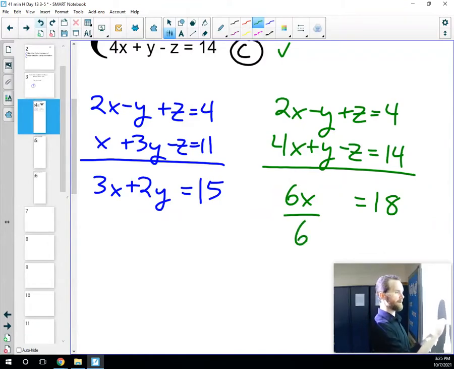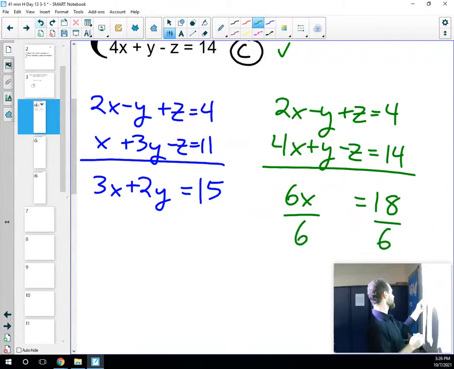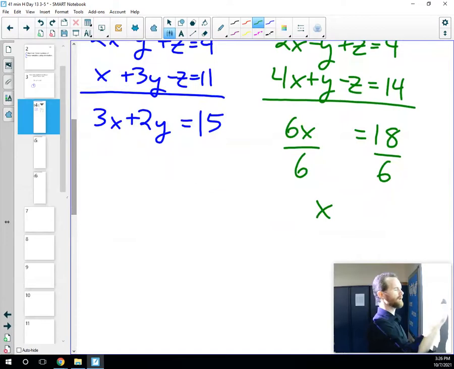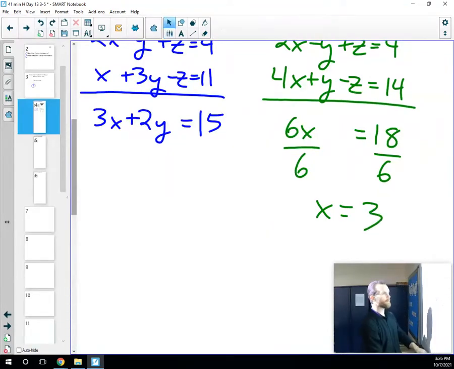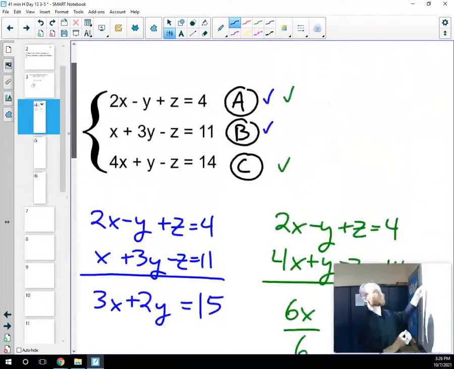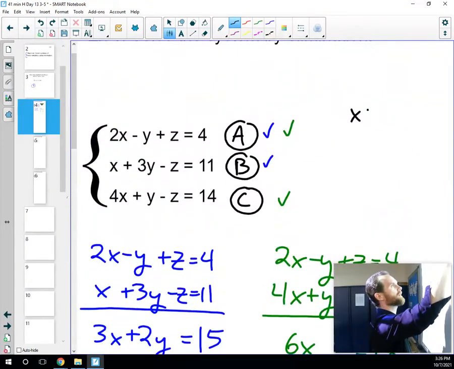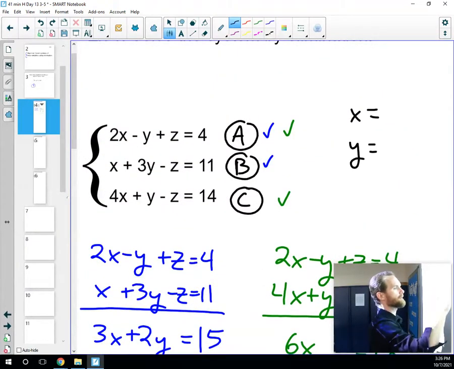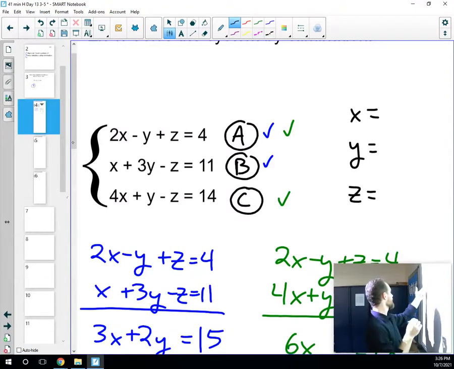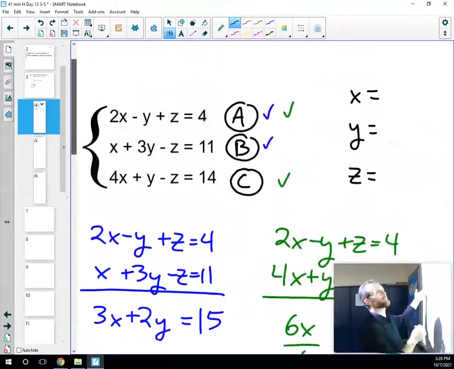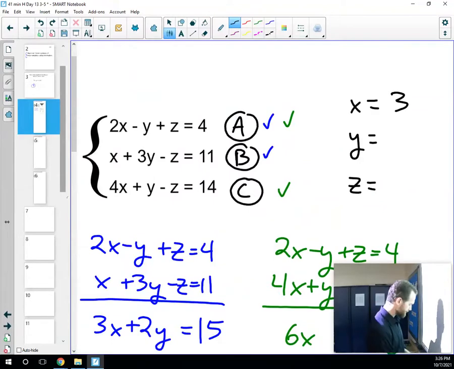We can divide both sides by 6 and get x equals 18. Excuse me, x equals 3. That was weird. x equals 3. So we got to an answer eventually. So let me write that up here. It's x equals, y equals, and z equals. We've got to find all three. And x was 3, was it? Yeah, it was 3.